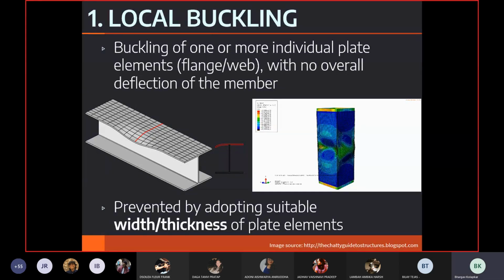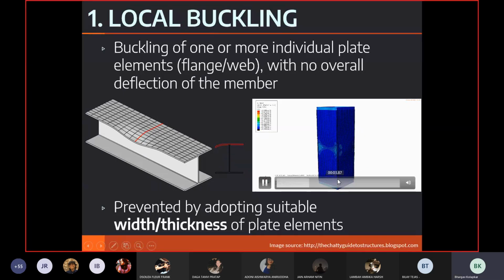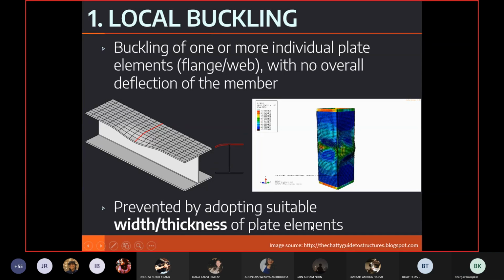So does this type of failure only occur in an I section, or can it occur in any type of section that's made up of individual elements? For example, the animation that you see on the right is a box section. Overall the member is not deflecting, but its individual plates are deflecting. So if you just use a thicker section, it might not locally buckle. So it can occur in any type of section. Okay, thank you. Any more questions?